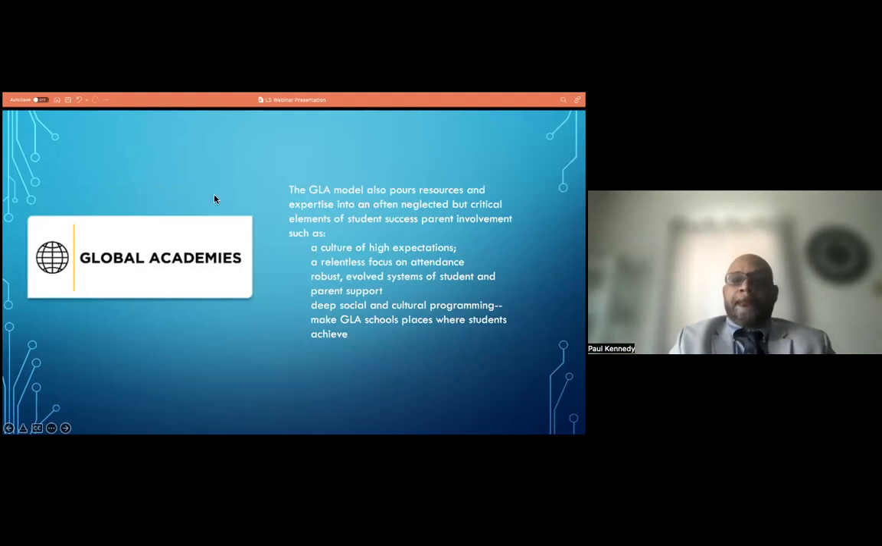We are also a model school, and we pour resources and expertise into families, which are neglected but critical elements of student success, which includes parent involvement. We have a culture of high expectations, a relentless focus on attendance, evolved systems of student and parent support, and social and cultural programming, and we always want to make our schools places where scholars can come to achieve. If you hear me say the word scholars throughout, that's what we call our students. Scholars are responsible for their learning. In our place of work, the terms are not used interchangeably.